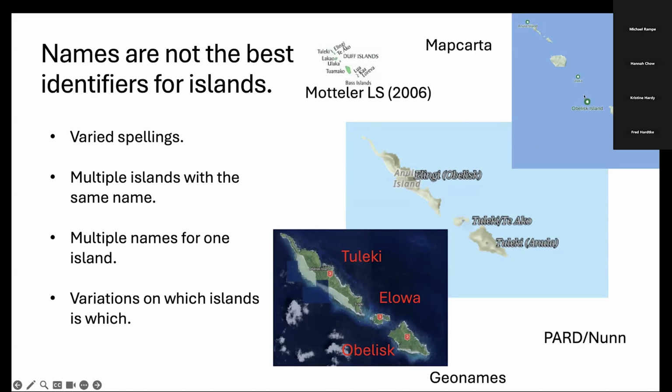Map Carter have it in the middle of nowhere. The GeoNames base map has it here, but the actual ID is number 2 down the bottom, and it's different in every database. So I don't actually know which one is Obelisk. So names are really not the best identifiers for islands.